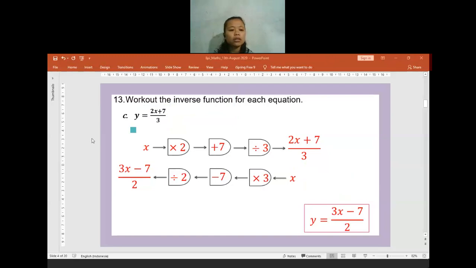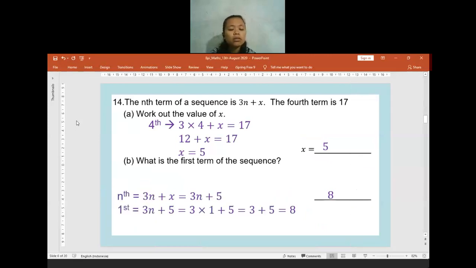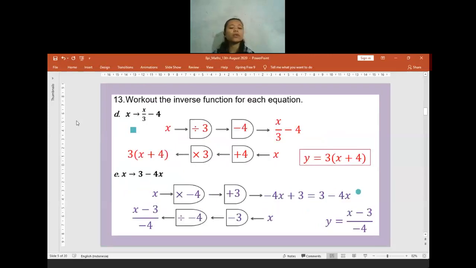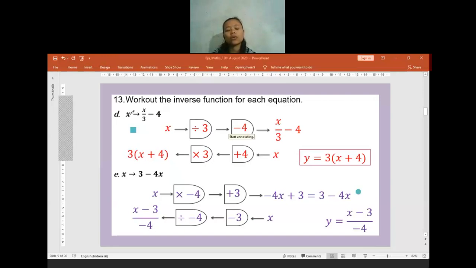For question 13D, wait, my slide is not moving. Okay, for question 13D, we have x is mapping to x per 3 minus 4. This is also the same thing as we write it as y is equal to x divided by 3. After that, we subtract 4, so we will subtract it by 4.